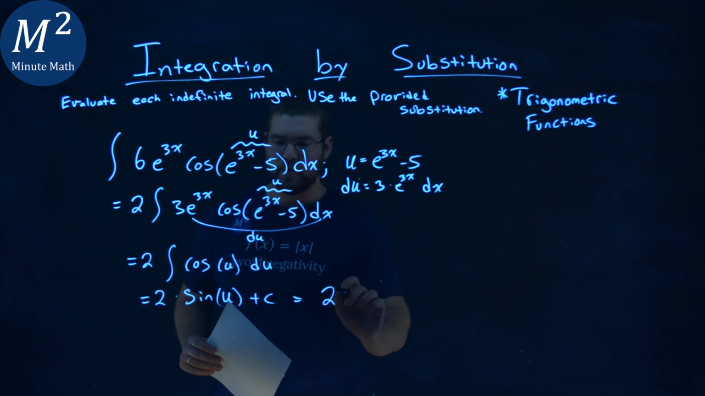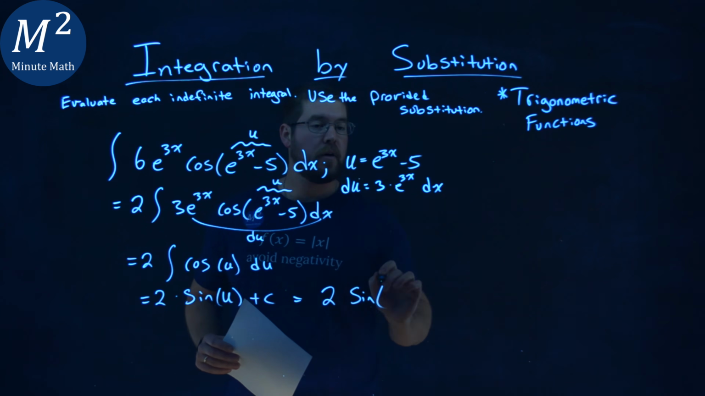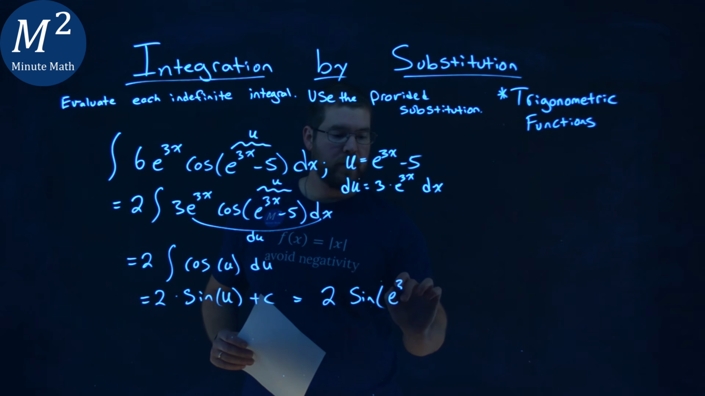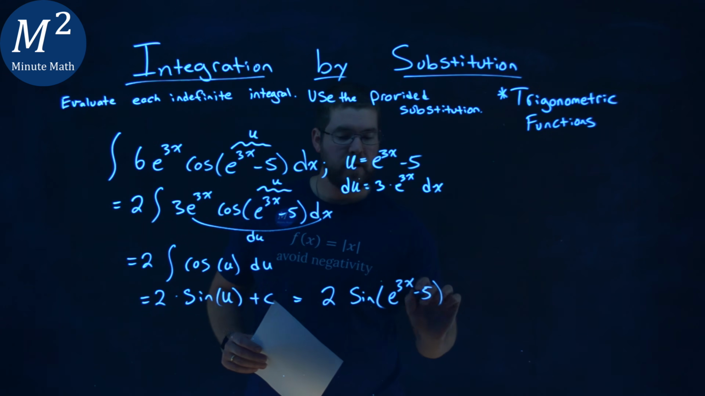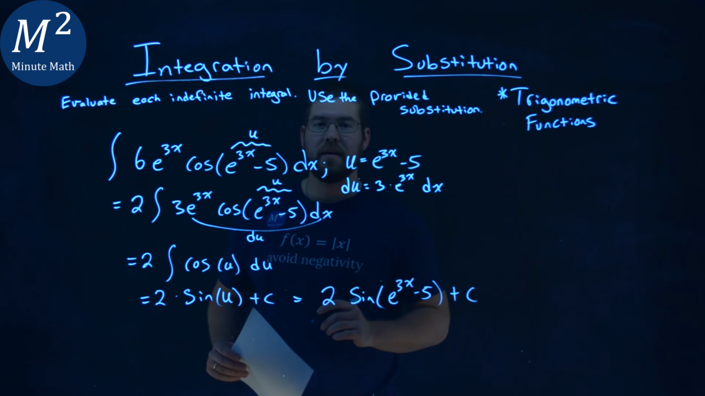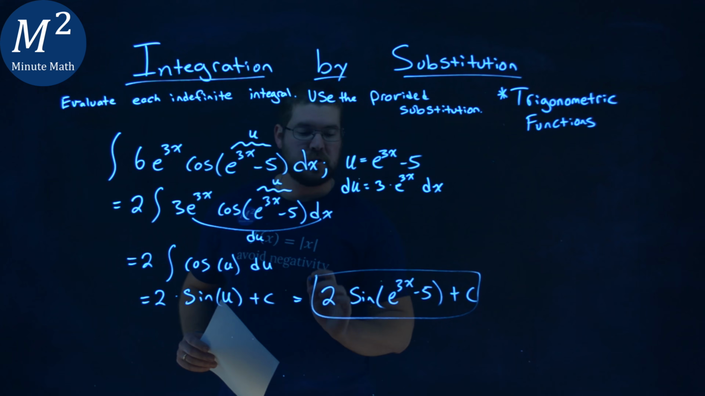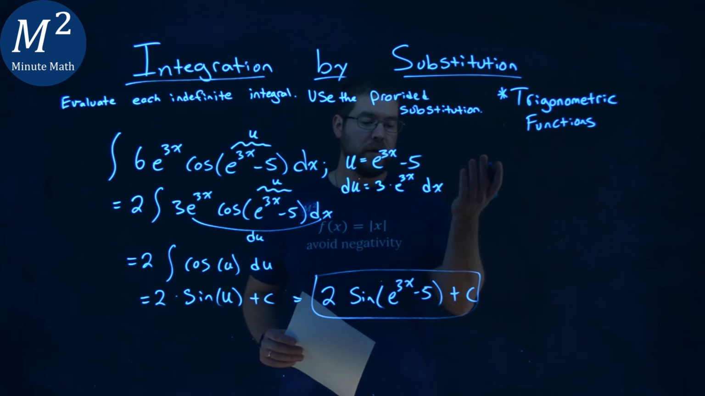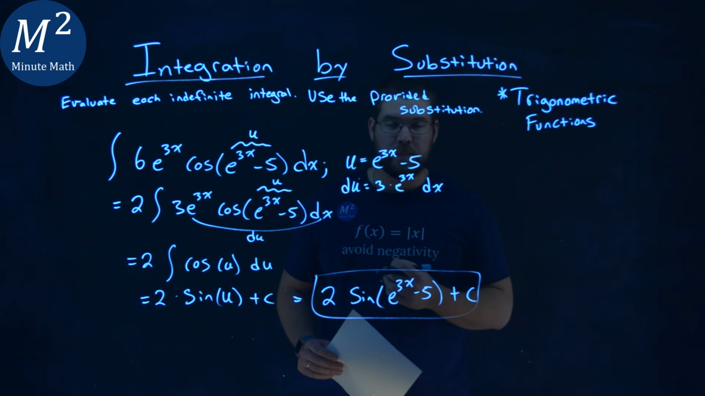Now, we need to plug u back in. So we have 2 times the sine of u being e to the 3x minus 5. Then we have the plus c, and that's our final answer. 2 times the sine of e to the 3x minus 5 plus c.